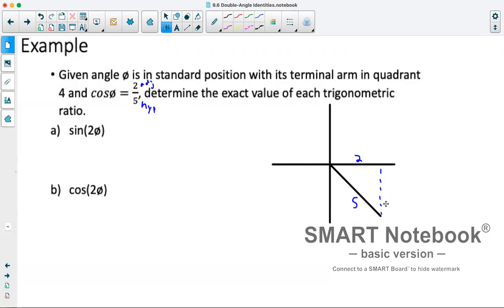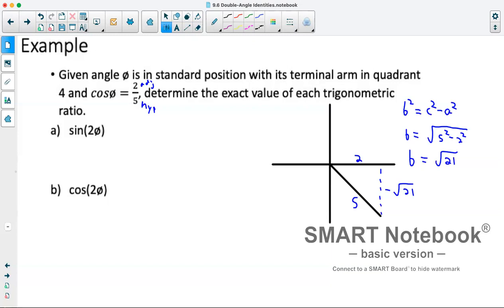We can use Pythagoras to get this side here. So essentially b squared equals c squared minus a squared, or b is equal to square root of 5 squared minus 2 squared. So it gives us the root of 21. Because it's downwards, it is going to be negative root 21.